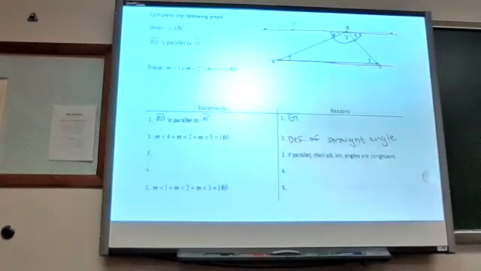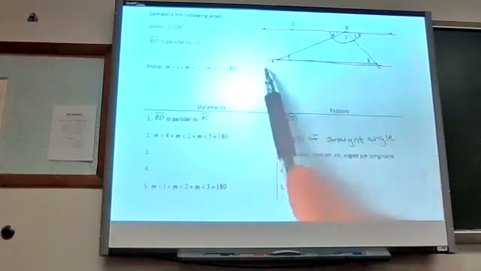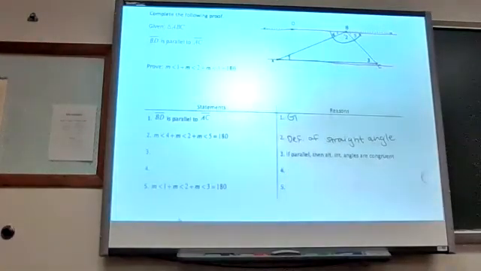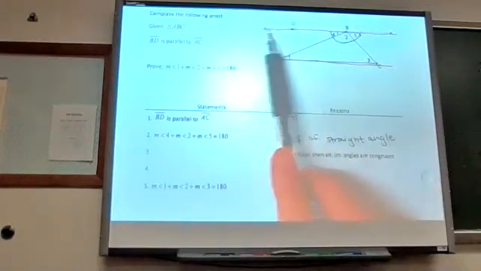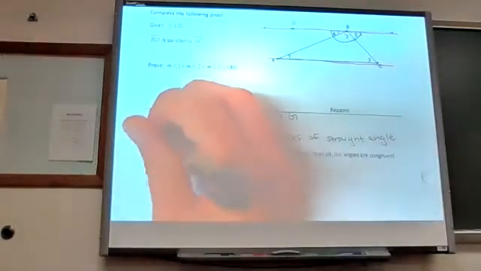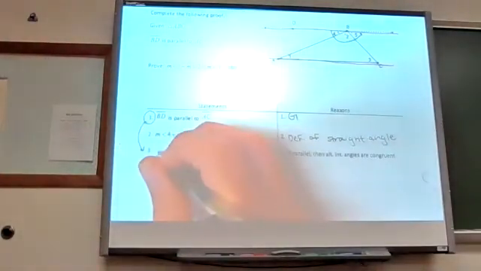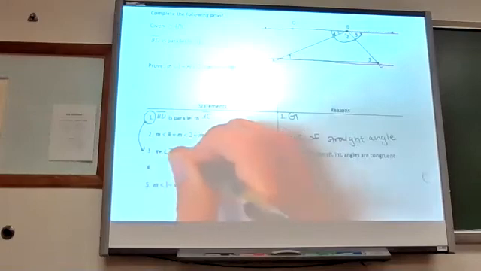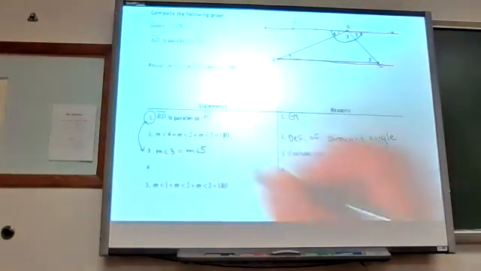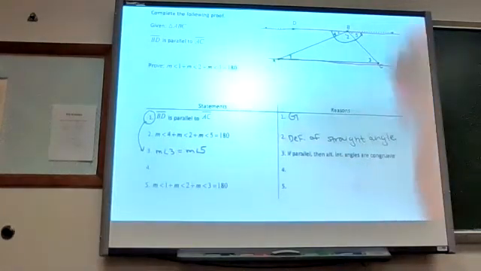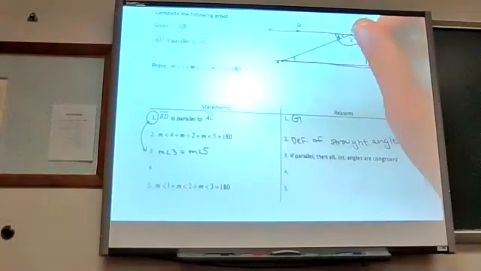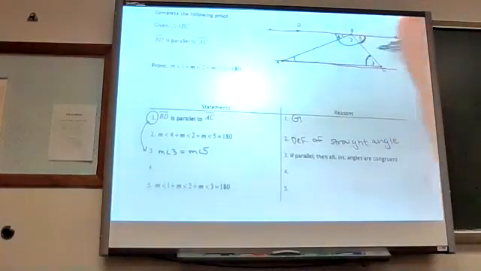What's one alternate interior angle pair? Here are my parallel lines. So 3 would be alternate interior with 5. Because I'm told these lines are parallel, I can say that the measure of angle 3 is equal to the measure of angle 5, because if parallel, then alternate interior angles are congruent. So I know that 3 and 5 are the same angle measurement.